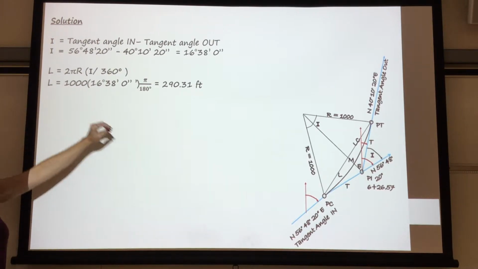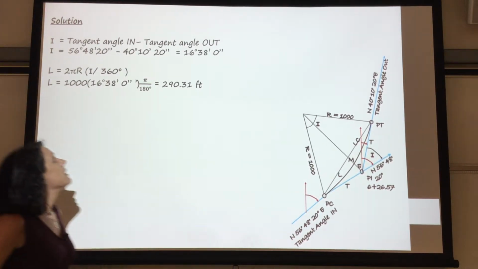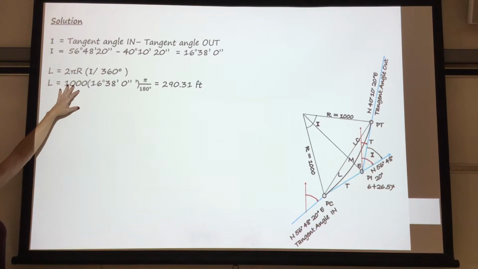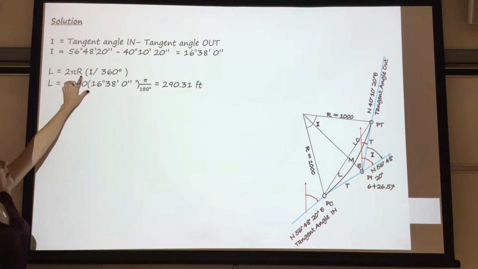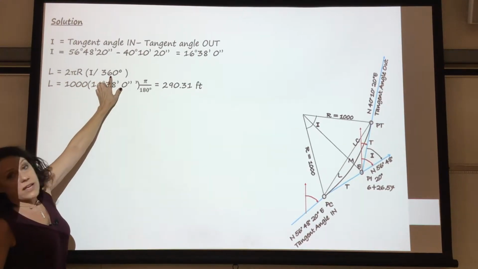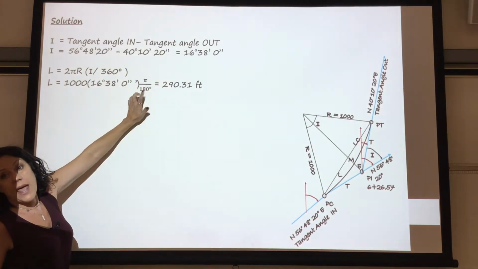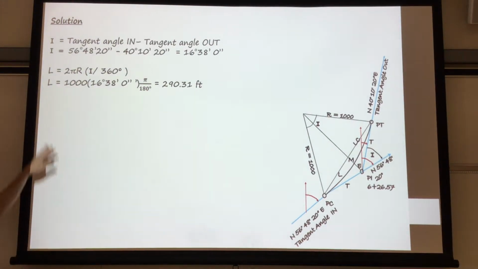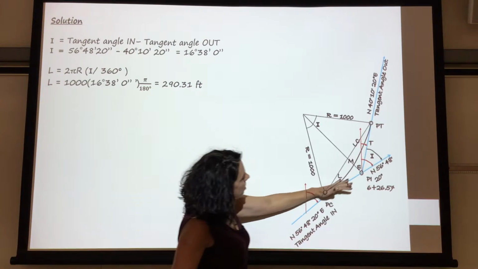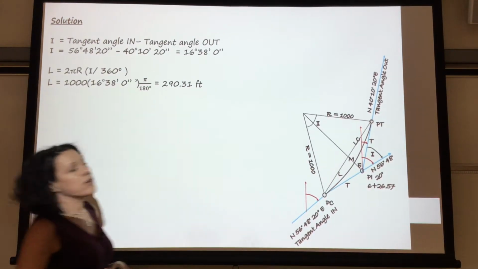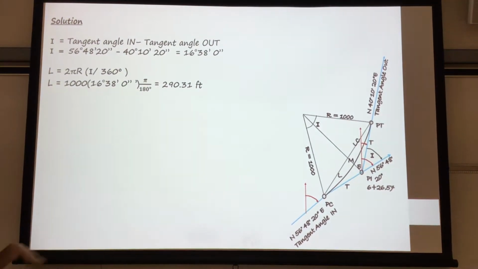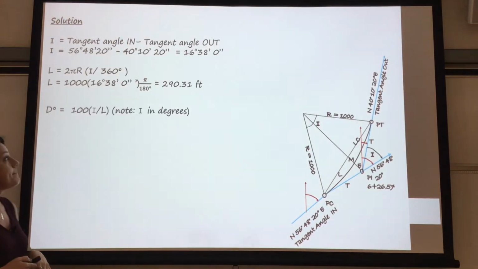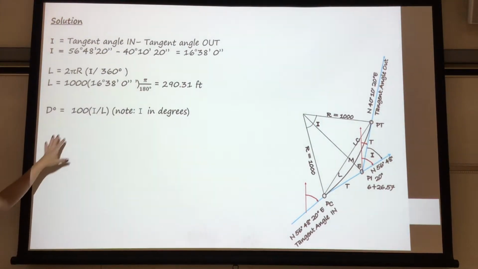L is 100, because that's the radius length, times 2 pi r. Now, see the 2 pi? I can take that 2 and cancel out the 360. That's why it's over 180, just to let you know. Okay? So the length of this arc here is 290.31 feet. Now the degree of curve, notice that is in degrees.